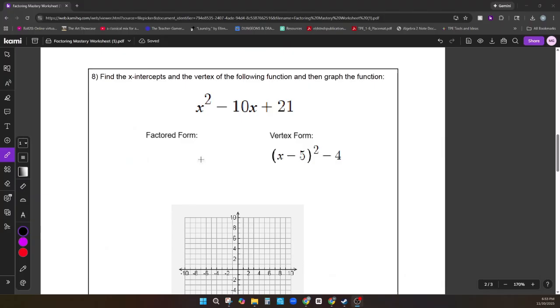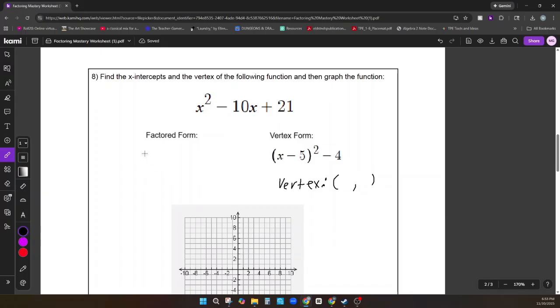But number 8 reads, find the x-intercepts and the vertex of the following function, then graph the function. So, like I said, I will not be expecting you guys to complete the square. I will give you vertex form, but I need you to know, hey, how do I get my vertex from here? Ask your neighbor, look at your notes, try and remember, how do I get my vertex from my vertex form? So that's going to be step one.